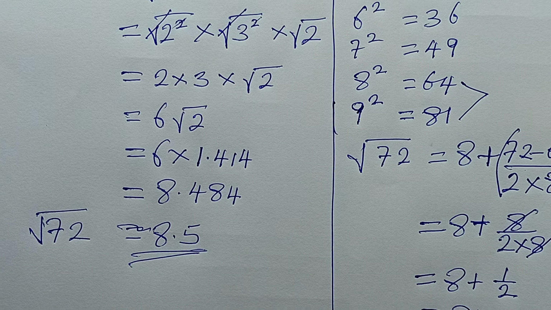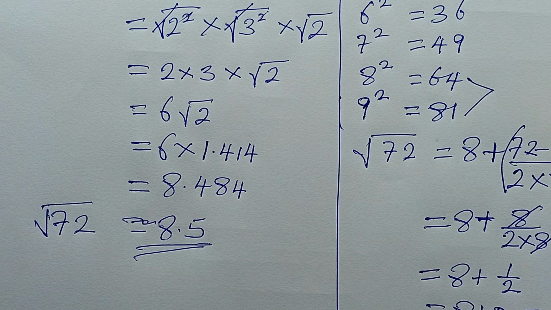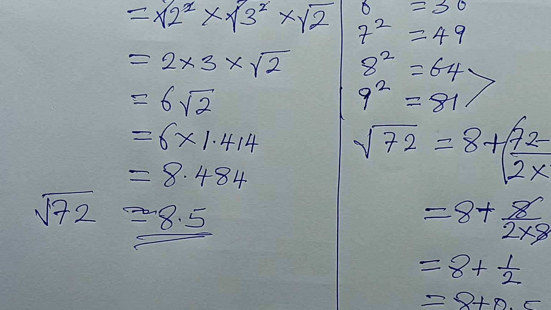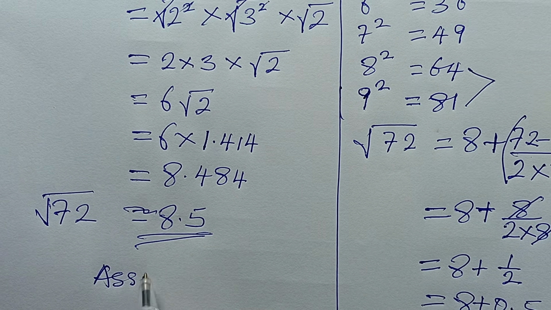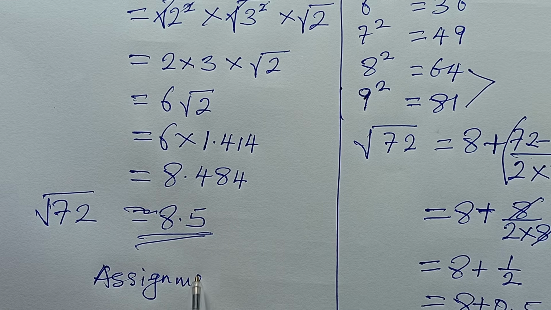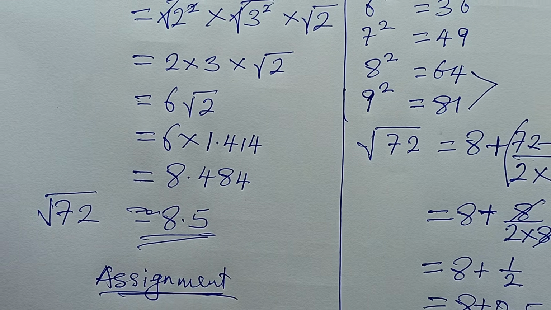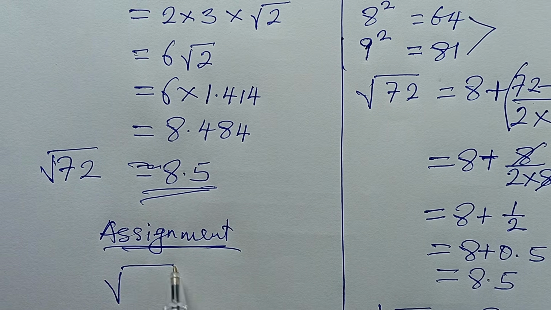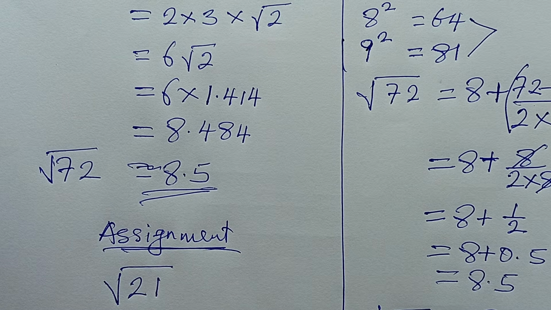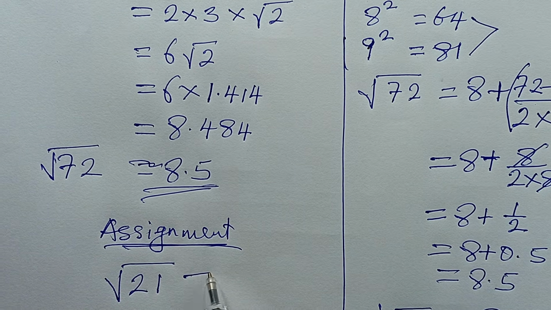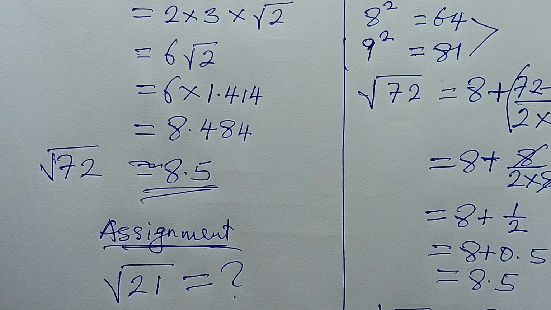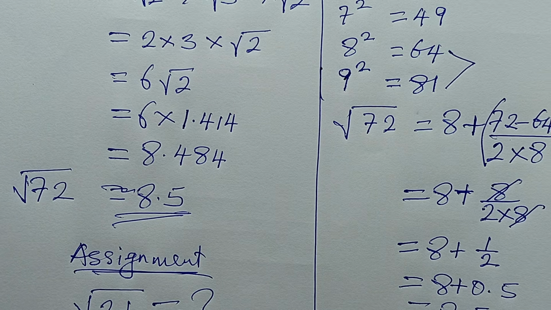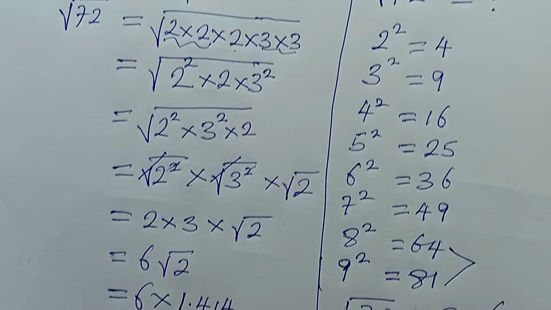Okay, so we're going to take an assignment. I want you to solve for me. Let's take our take-home assignment, and drop your answer in the comment section. Assignment: the square root of 21. What would be the square root of 21? Apply this method, the genius method. So this is how you solve for this.